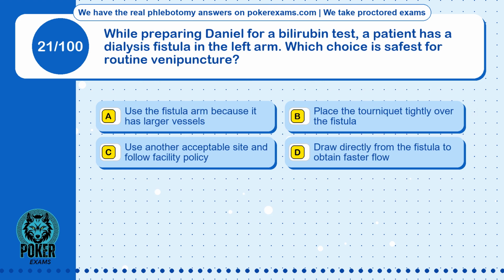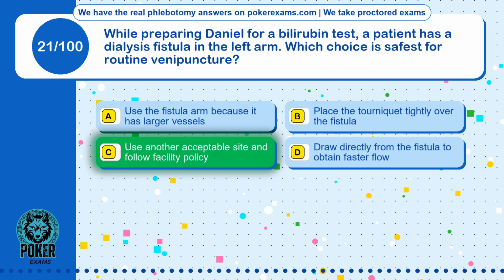Question 21. While preparing Daniel for a bilirubin test, a patient has a dialysis fistula in the left arm. Which choice is safest for routine venipuncture? Option A, use the fistula arm because it has larger vessels. Option B, place the tourniquet tightly over the fistula. Option C, use another acceptable site and follow facility policy. Option D, draw directly from the fistula to obtain faster flow.